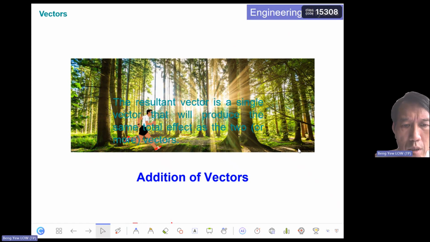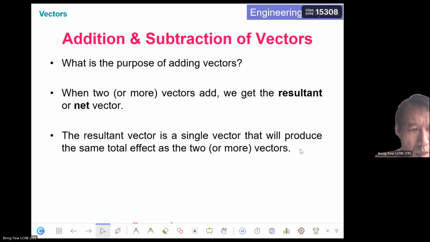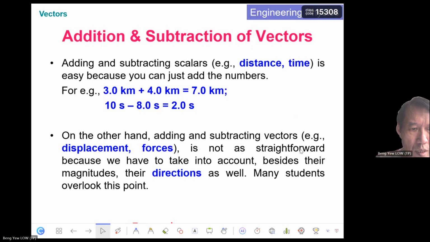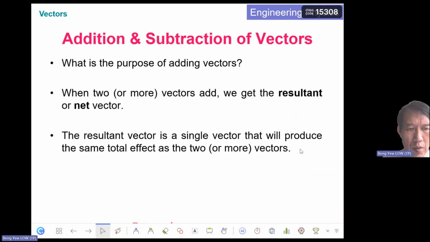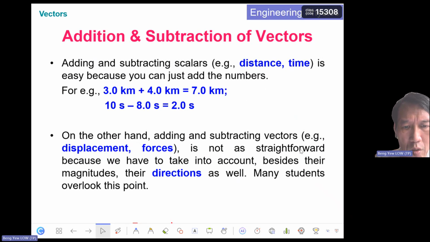In this video, you'll learn about how to add vector quantities. Before we start, you may like to know what is the purpose of adding vectors. We add vectors to get the resultant vector, which is a single vector that gives the combined effects of all vectors. If you run 3 kilometers yesterday and 4 kilometers today, you ran a total of 7 kilometers.